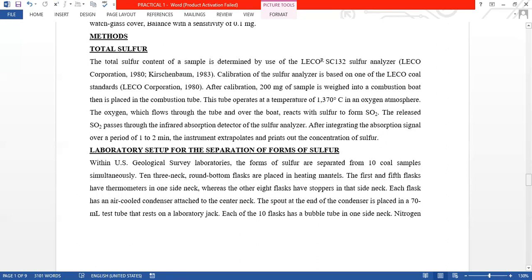Total sulfur content of the sample is determined by use of the sulfur analyzer. Calibration of the sulfur analyzer is based on one of the Eco coal standards. After calibration, we do the procedure. The released sulfur dioxide gas passes through the infrared absorption detector of the sulfur analyzer. After integrating the absorption signal over a period, the instrument prints out the concentration of the sulfur.